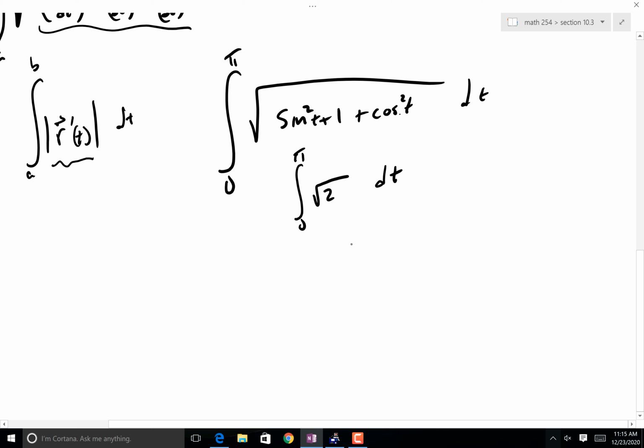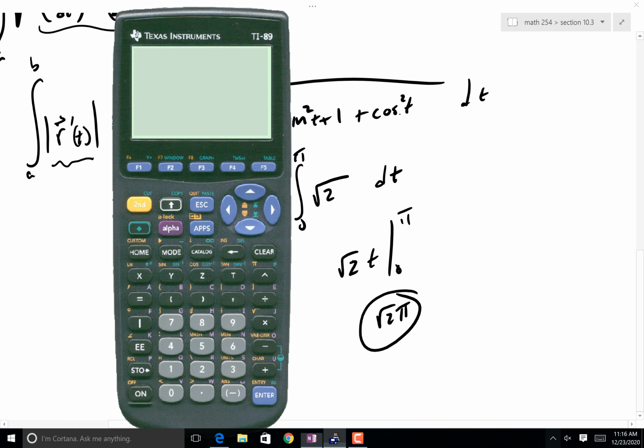Interesting. And then, of course, if you integrate this, you're going to get root 2t from 0 to pi. So you're going to get root 2 pi is your answer. That's how far it is. Awesome. Can you do it on a calculator?